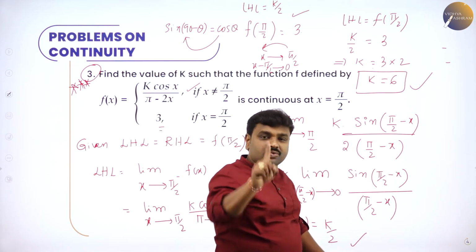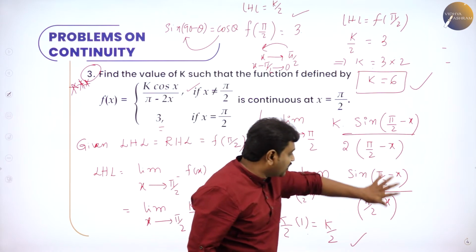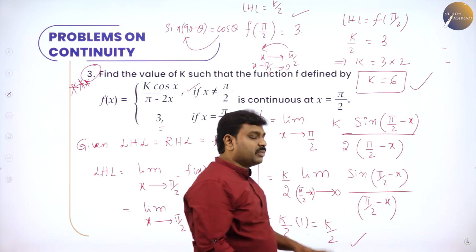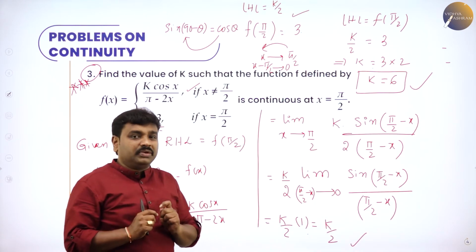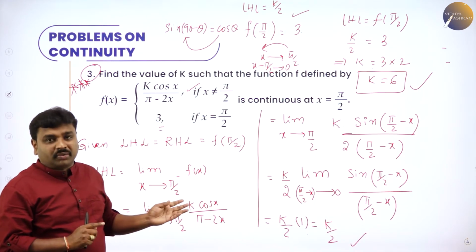Sin theta by theta is what? It is 1 when you apply the limit. So this whole part becomes 1, and outside we have k by 2. K by 2 into 1 becomes k by 2. I hope I taught you all 3 standard problems. Now we have many more such problems.